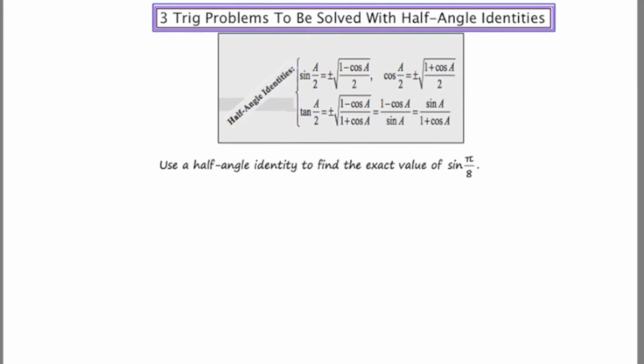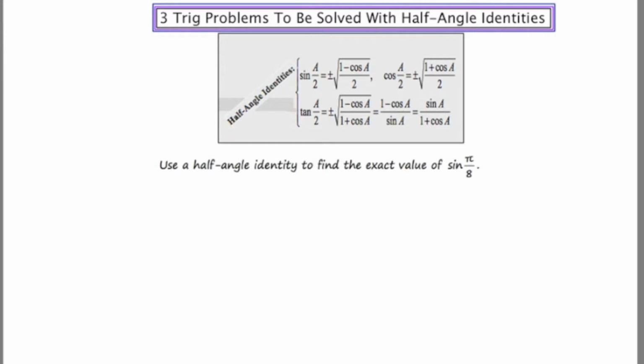In this lesson, I'm going to show you how to solve three trig problems that need to be solved using half-angle identities. What I've done for you is I've put the half-angle identities on the top of the screen so we can refer to them as we go through the problems. But at some point, you're going to need to memorize these identities for yourself.